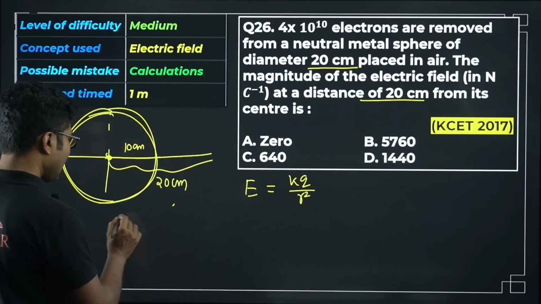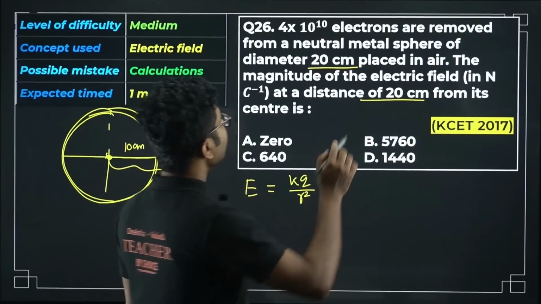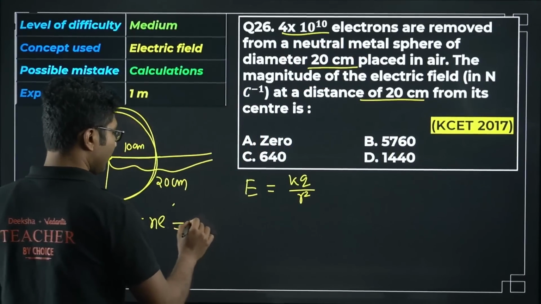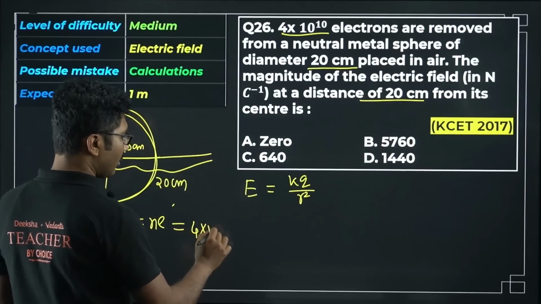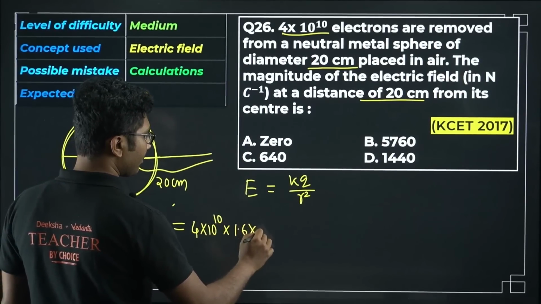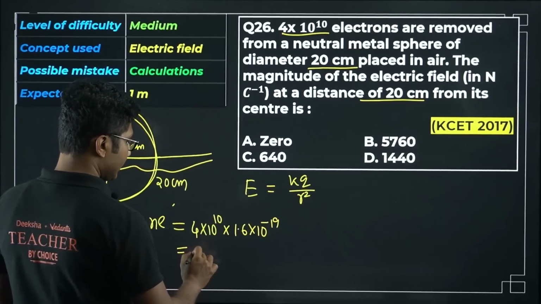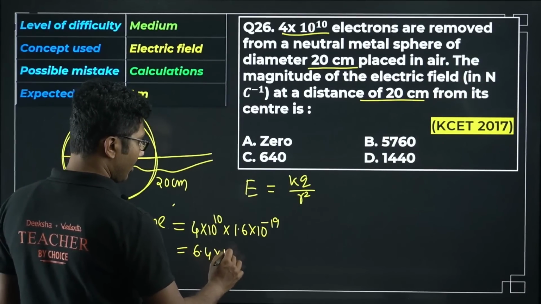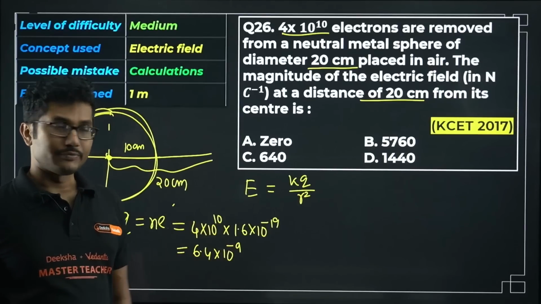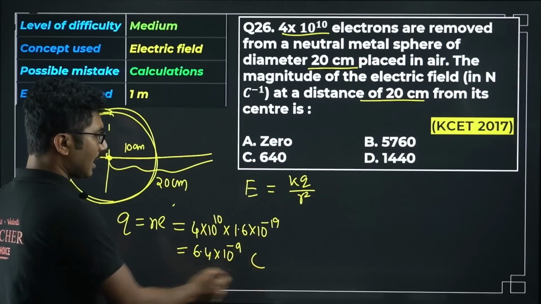Now you have to calculate the q first. Q is not given. It is given that the number of electrons removed is 4 into 10 to the power of 10. So n is 4 into 10 to the power of 10, and e is 1.6 into 10 to the power of minus 19. So it will be 6.4 into 10 to the power of minus 9. Okay, 4 16s are 64, there is a decimal, so 6.4. So this is the charge.